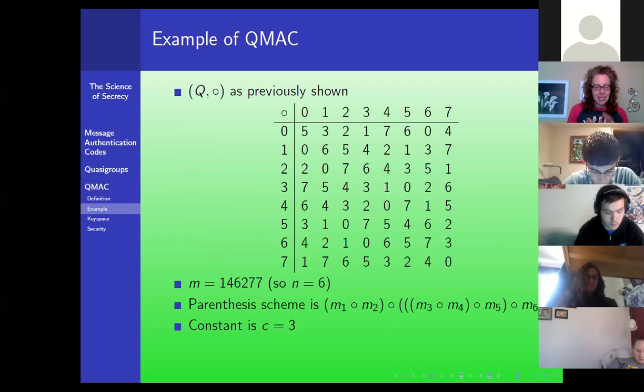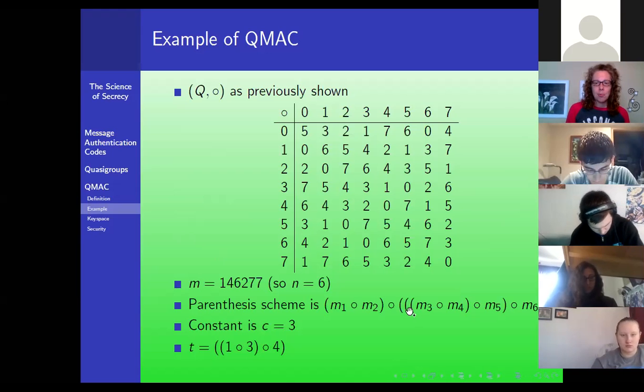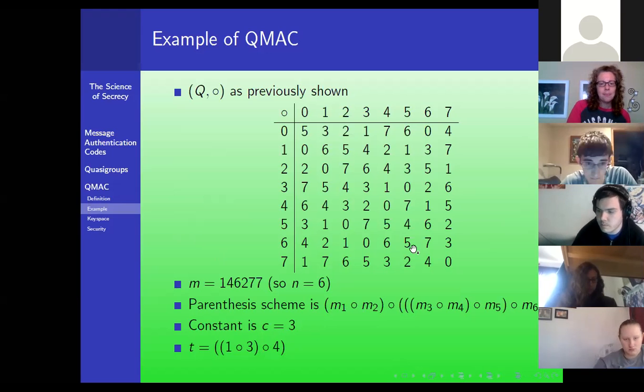My constant is C equals 3. So I'm going to have you do this, but I'll put it down here. Here's my authentication tag. That's an innermost multiplication. So I need to replace the M1 circle M2 with that M1 circle C and then circle M2. That's an innermost multiplication right there. So I have to replace that one.